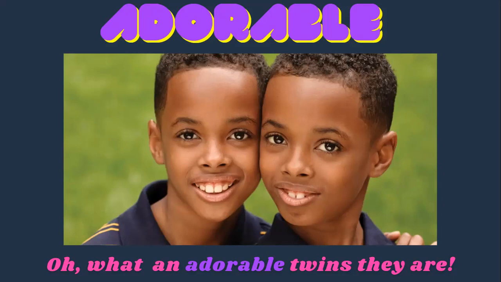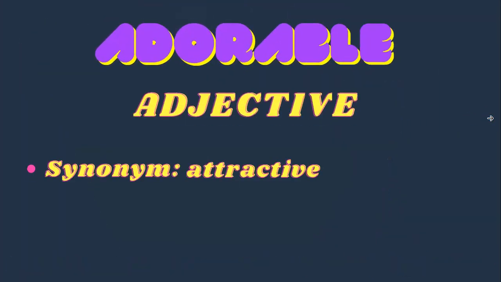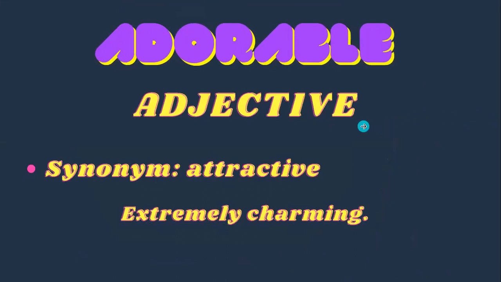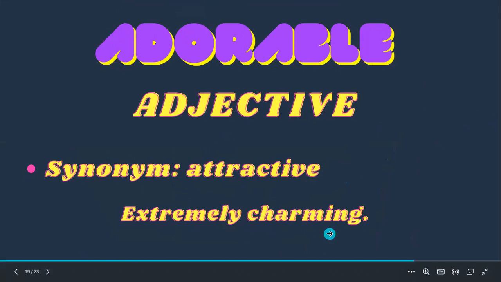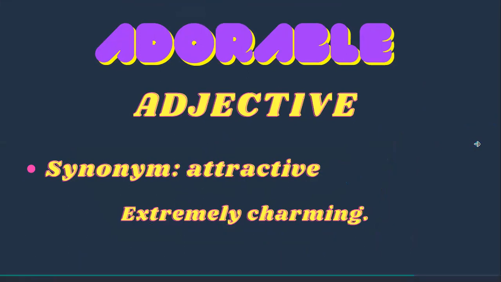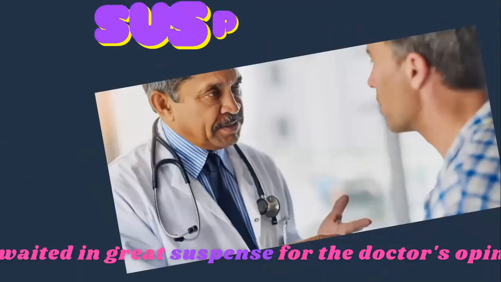What's adorable? All the words that I just mentioned mean adorable. Adorable means gorgeous, fantastic, amazing, remarkable. It's an adjective, it means attractive, extremely charming and very beautiful. Extremely charming, attractive. So this is adorable.